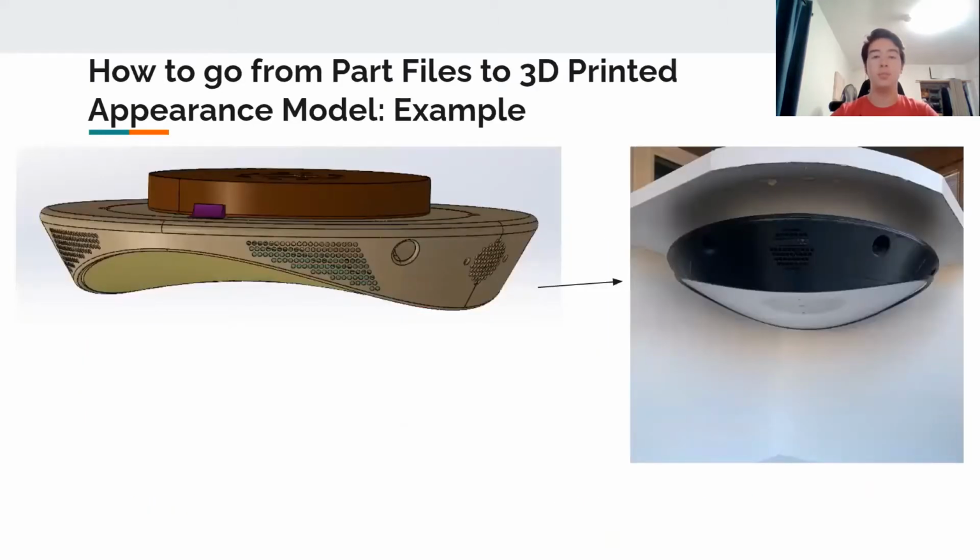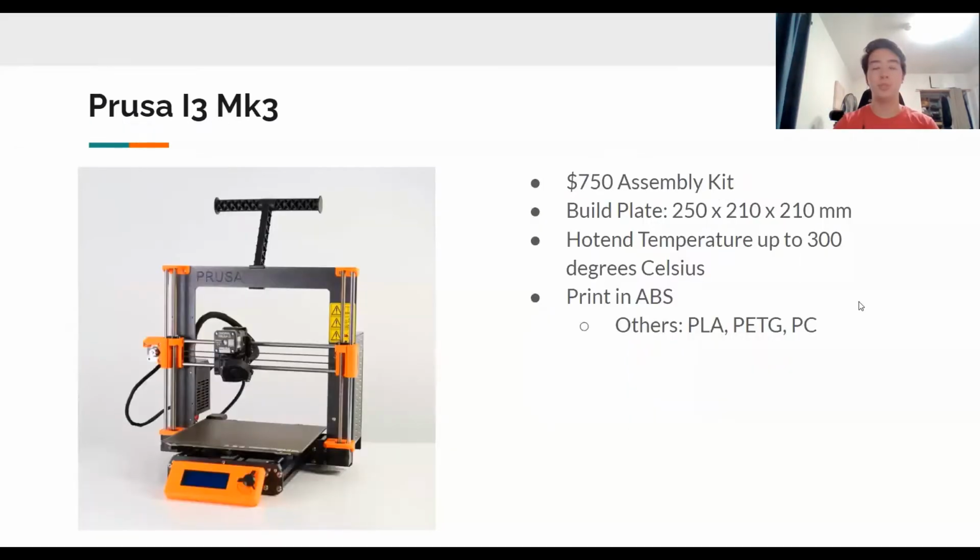Now that we know some of the basics of 3D printing, I'm going to walk you through a 3D printing example in which I import parts into SolidWorks and produce a 3D printed appearance model. The printer we will be using in this example is called the Prusa i3 MK3. It costs $750 if you buy an assembly kit. The build plate volume is 250 by 210 by 210 millimeters.